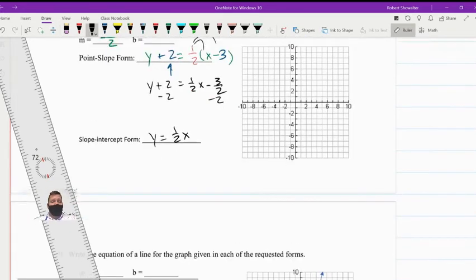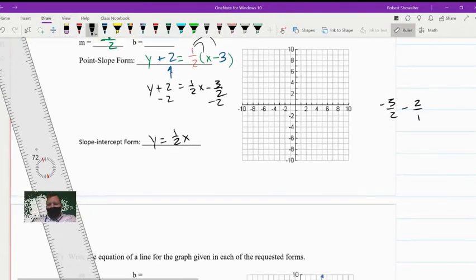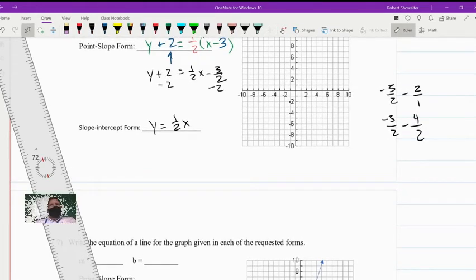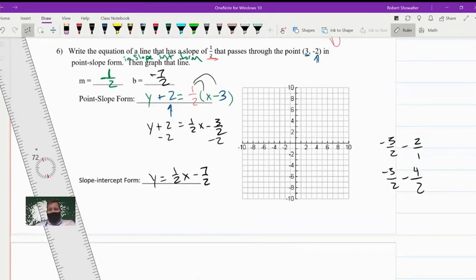Now we're going to get a fraction here, and that's totally okay. We're going to do -3/2 minus 2 over 1. To subtract those, we're going to get a common denominator, 4 over 2. -3 minus 4 is -7. So we get -7/2 as our y-intercept, which I know is a little weird, a little funky, but that's okay. That's the answer. So let's turn around and graph this.